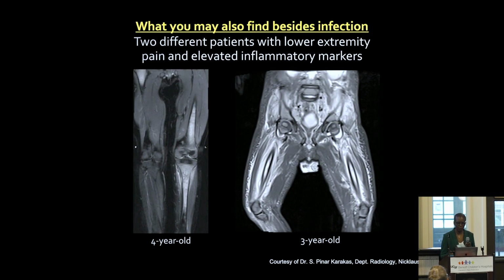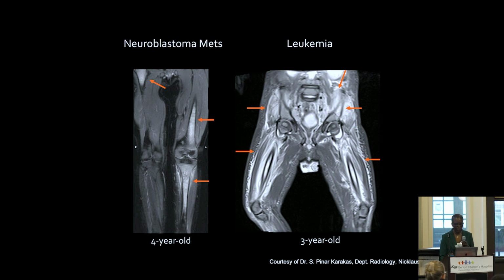So what other things can this protocol find besides infection? So here are 2 patients with lower extremity pain and elevated inflammatory markers. So on the left, we have this 4-year-old that has multiple foci that show marrow signal abnormality. We can see the soft tissues are also abnormal. And then on this child, there is marrow signal abnormality on this fluid sensitive sequence in the femora, in the pelvis, but there's also muscle signal abnormality adjacent to the femora and in the pelvis as well as subcutaneous edema-like signal. Okay, so on the left, we're seeing neuroblastoma mets, and on the right, leukemia.